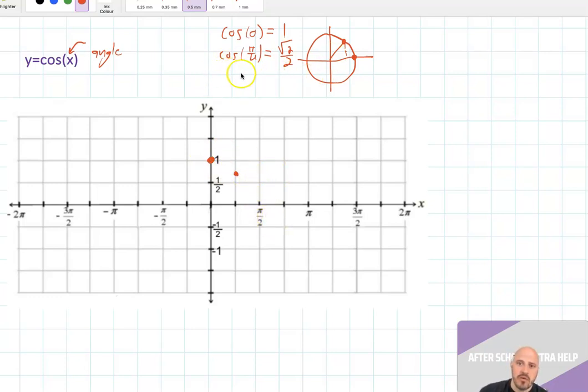How about cosine of pi over 2, right? Up here, 0, right? Cosine of pi over 2 is 0, so now I'm at 0. Cosine of, keep going, 3 pi over 4, right? I'm over here. Same thing, right? Root 2 over 2 again. So I'm at root 2 over 2.